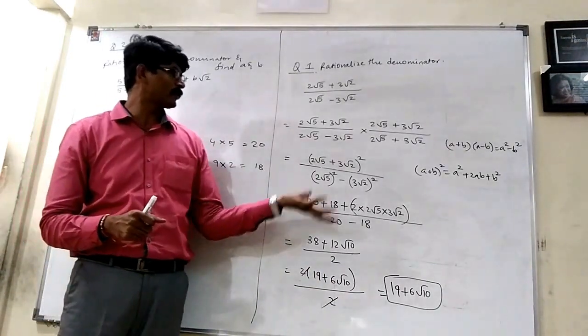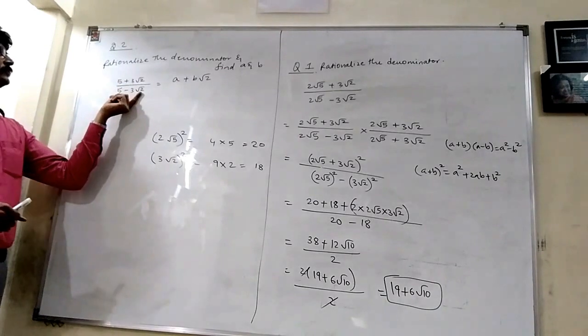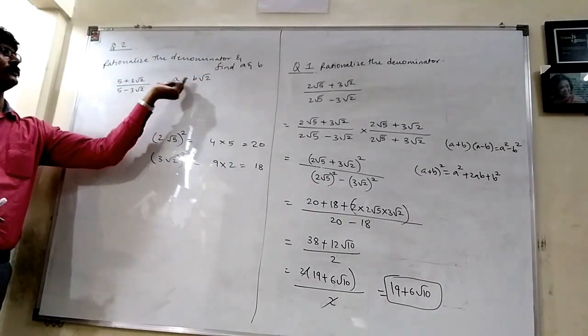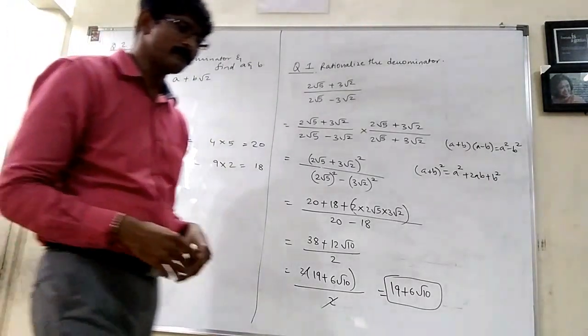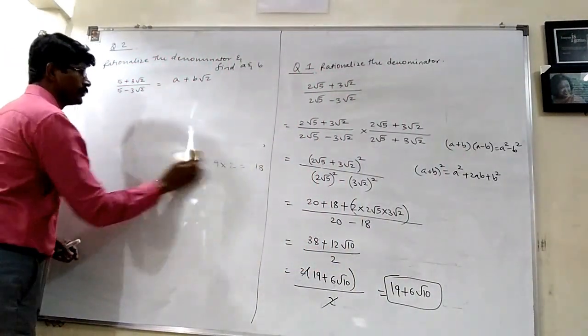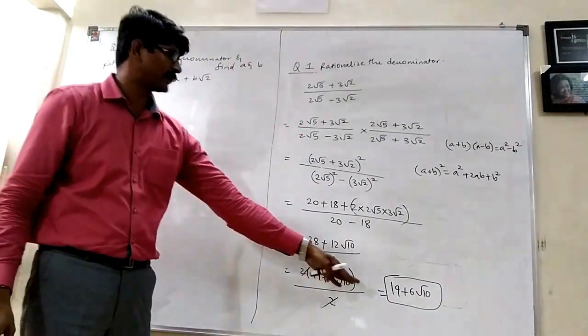Now what is the second type of question in the same format? You will be given the sum and you will be asked, okay, a plus b root 2, find the value of a and find the value of b. So the process would be the same. And how are we going to find the values of a and b? Let me teach you. See, actually I can explain it to you with the same question.